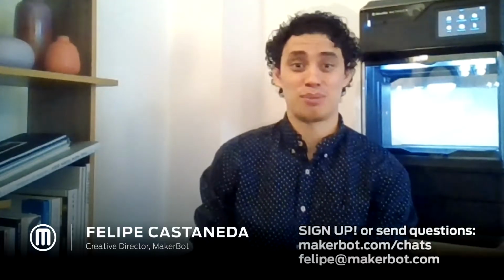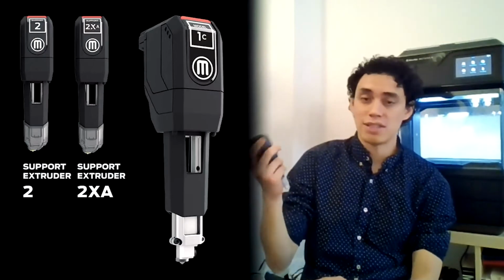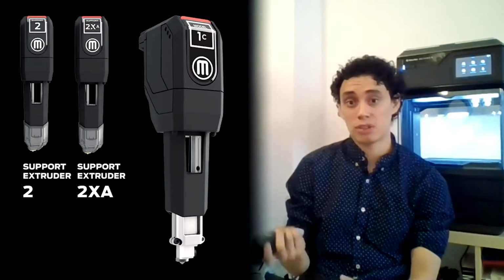Hello everybody and welcome. We'll be talking about the Method carbon fiber edition, what that is, what the specs are, what the material is, and how you use it. The carbon fiber edition is either the Method or the Method X carbon fiber edition, and what that gets you is extruder 1C.